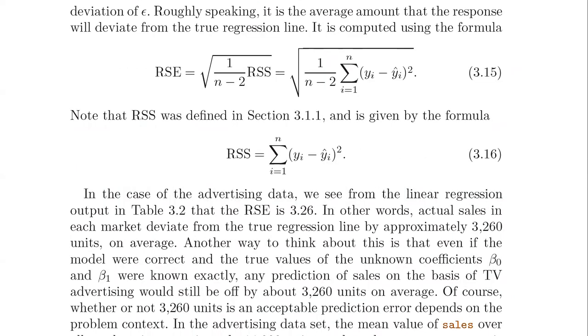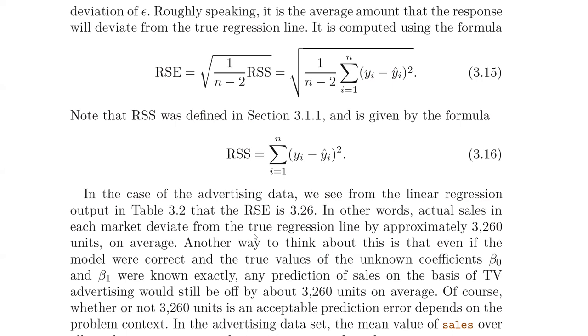What do we mean by standard deviation? Standard deviation is the square root of variance. And variance is, just think of how volatile the data is, how spread out it is, how different two data points are from each other. The larger your variance, the more volatility within your data. If you square root the variance, you get the standard deviation. Roughly speaking, it is the average amount that the response will deviate from the true regression line. And it is computed using this formula.